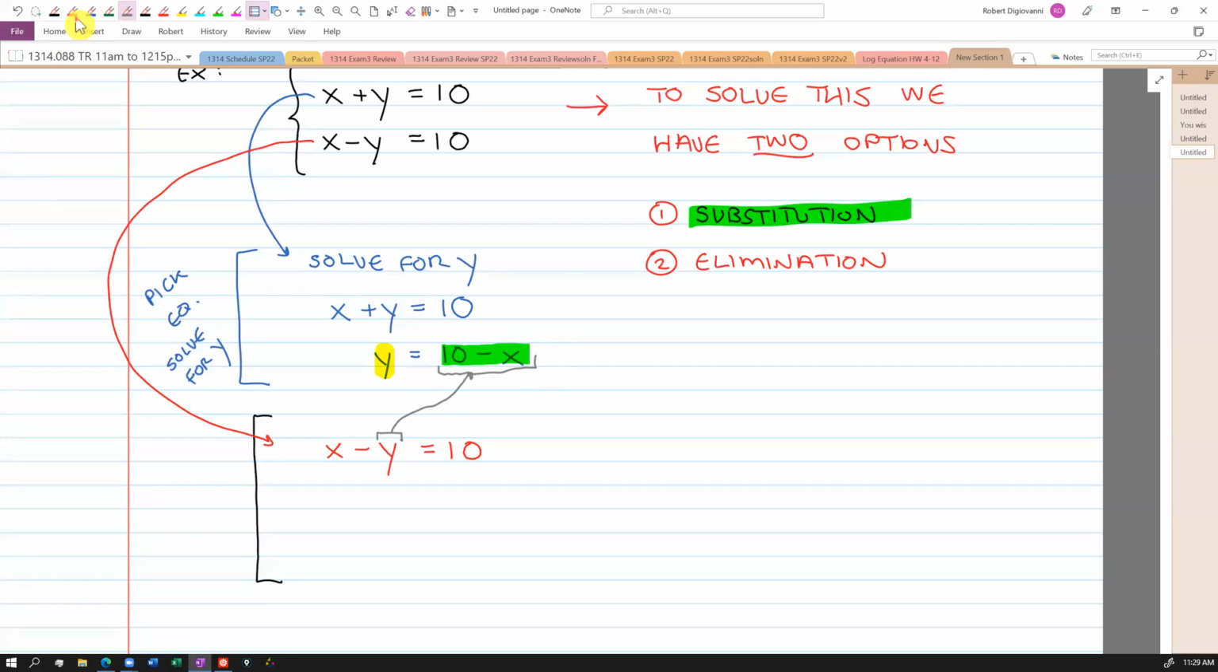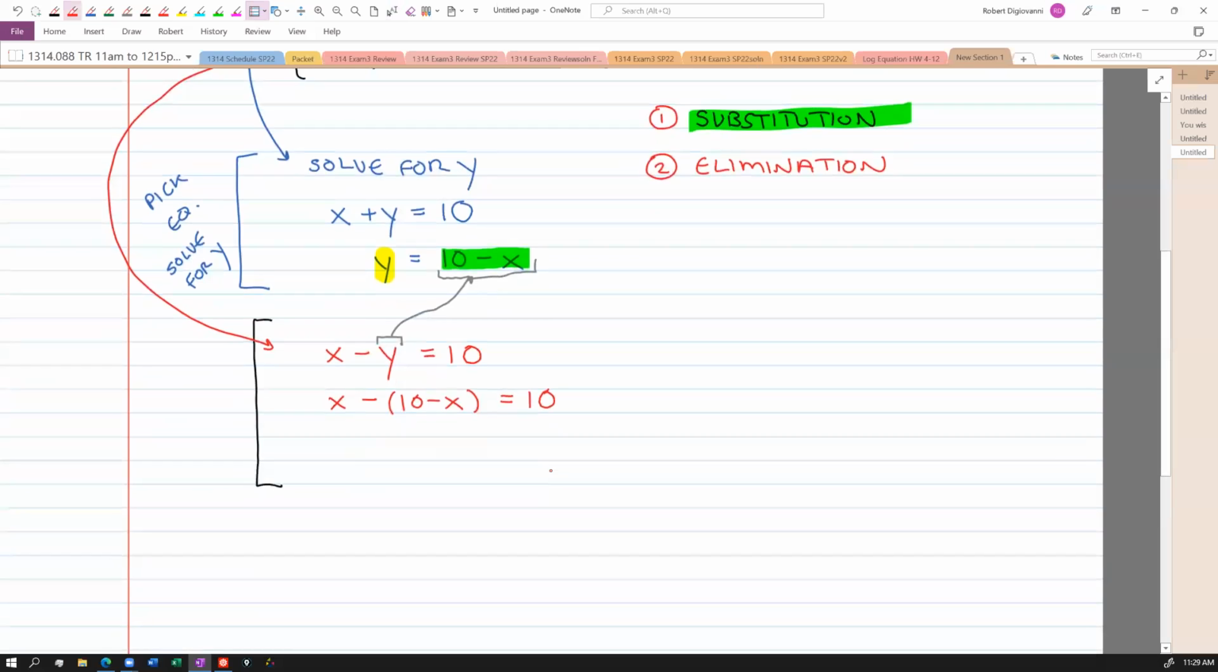So let me write that down. I will have x minus, now be real careful here. When I replace this y with 10 minus x, this negative sign is still in front, which means I need a parenthesis around the 10 minus x. That way the negative sign will distribute through, and then equals 10. Any questions on that? This y got replaced with the thing in green.